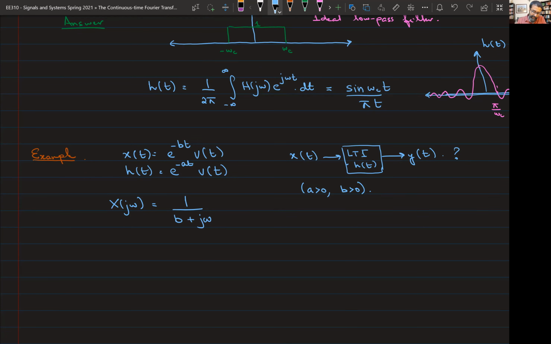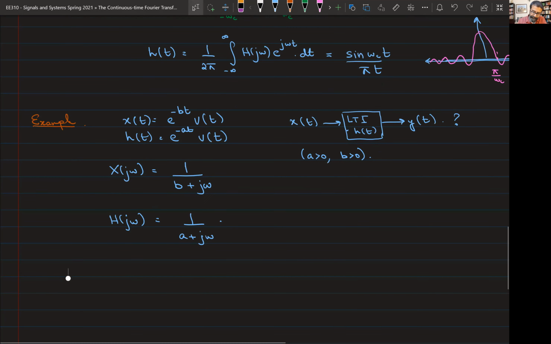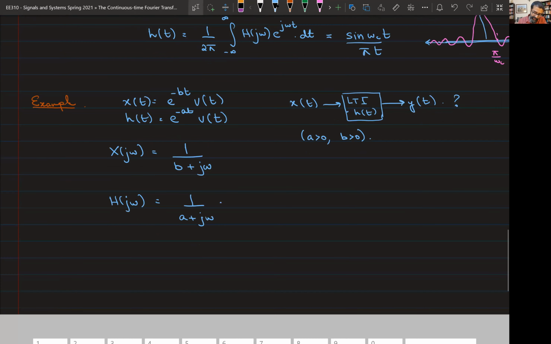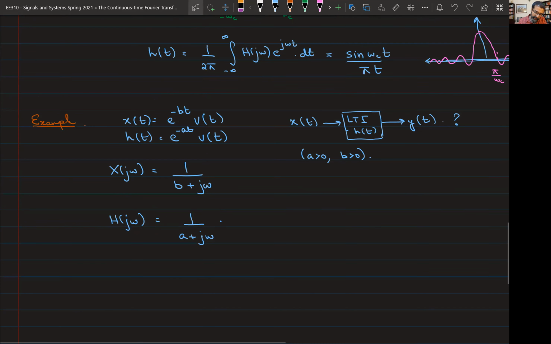And H of j omega is 1 upon a plus j omega, right? And therefore, Y of j omega is going to be equal to X of j omega times H of j omega, right? And therefore, this is equal to 1 upon a plus j omega times b plus j omega, right? I need to compute y of t.